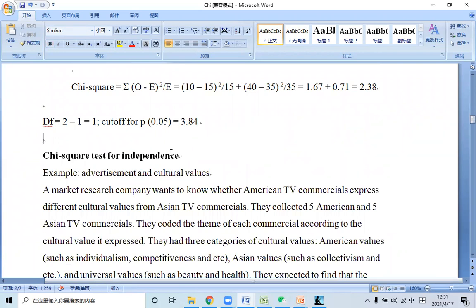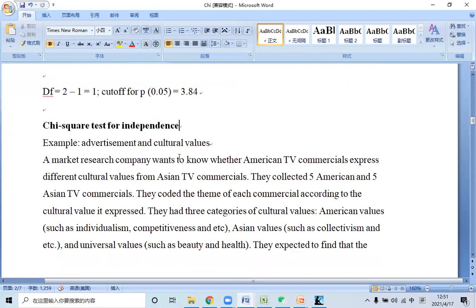Another kind of chi-square test is a test for independence. Chi-square test of independence. To test independence, you are testing two variables. You are trying to say two variables are independent from each other. Look at the example, advertising on cultural values.